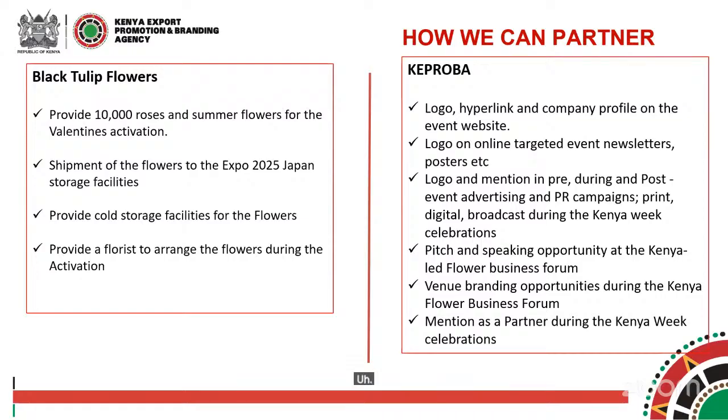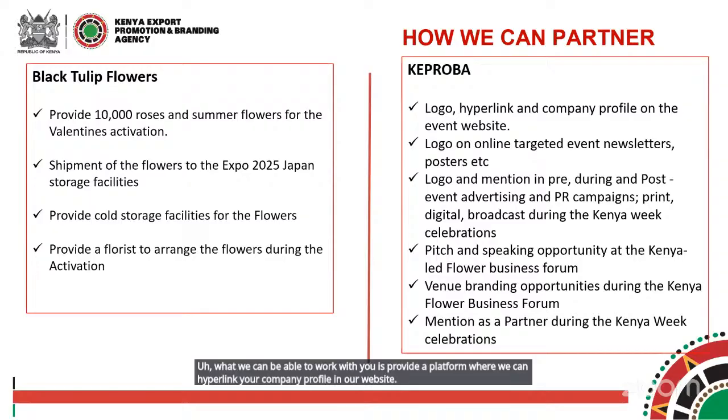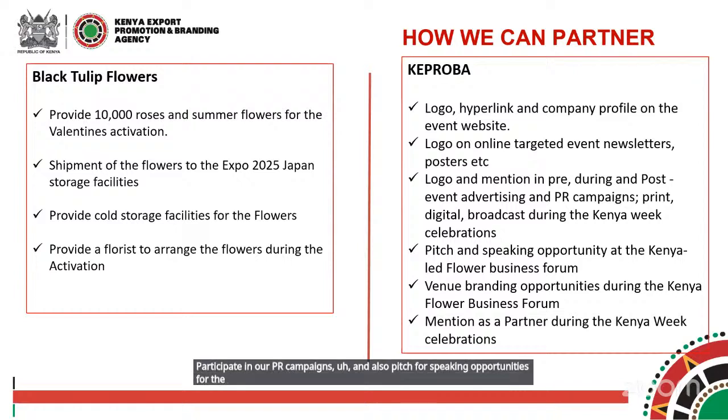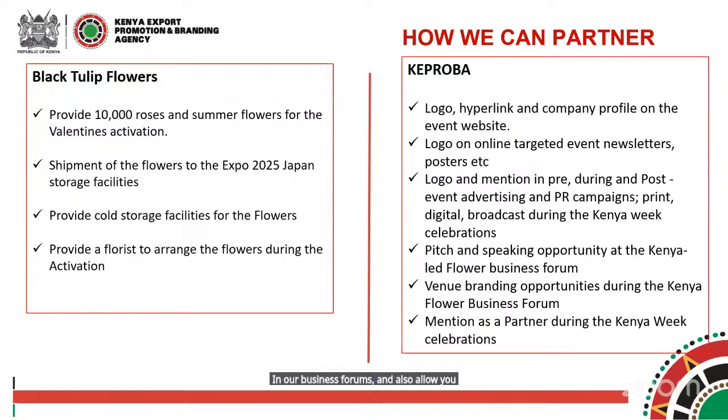What we can do with you is provide a platform where we can hyperlink your company profile on our website, use your logo or communication material in our newsletters and posters, participate in our PR campaigns, and also pitch for speaking opportunities for your company in our business forums. We can also allow you to brand or co-brand with us during the business forums, and partner with us during the Kenya Week celebrations.